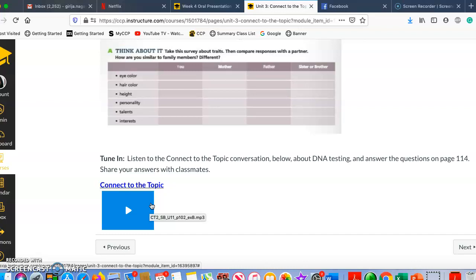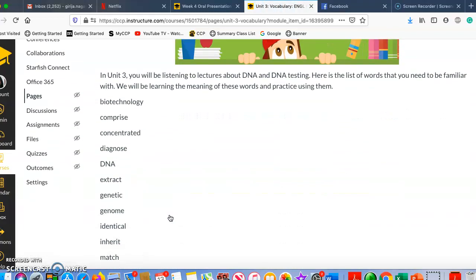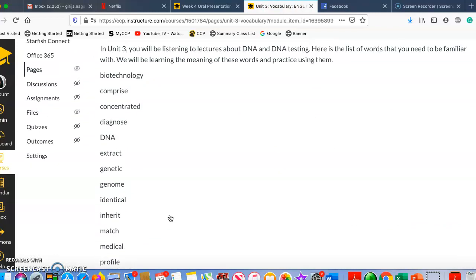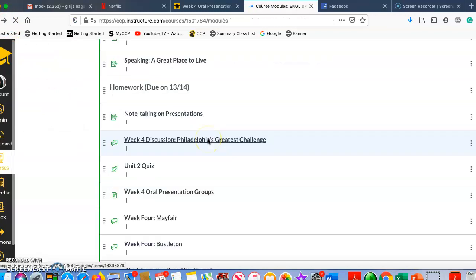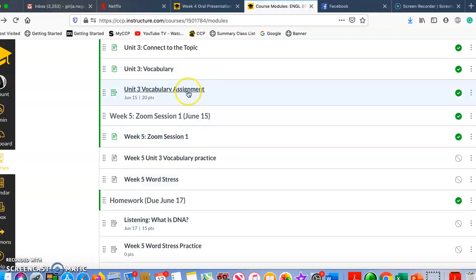So go to that page, listen to this conversation, and complete the questions, and then we will discuss it on Monday. Okay, then what I would like you to do is be familiar with the unit vocabulary, the words that you need to know for this unit. So what you can do is just go to the dictionary and try to learn the meaning, just to get an understanding, and then try to do this exercise on page, let's see here.